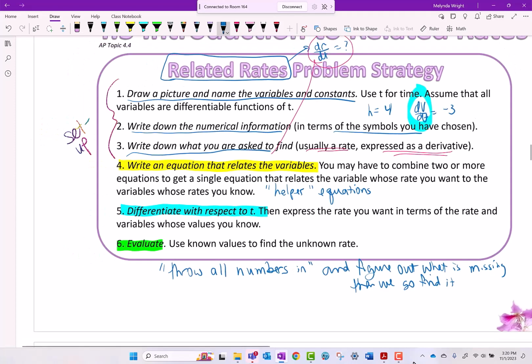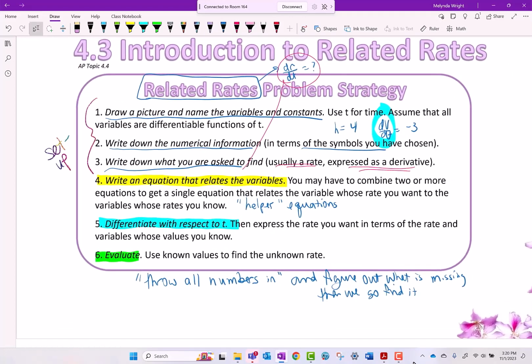So this is the process that we do every single time we do a related rates problem. Every single time we do these steps. If you can become familiar and comfortable with the process, it makes these types of problems easier to work with.